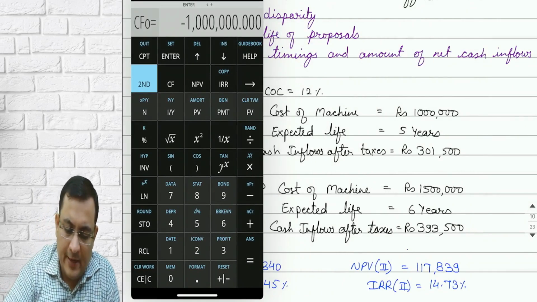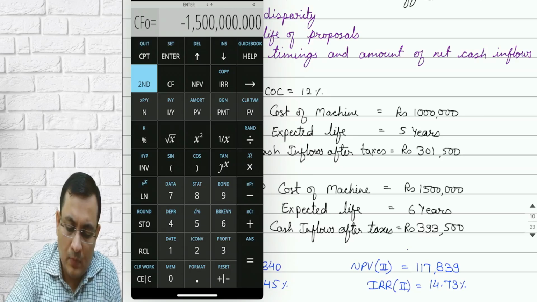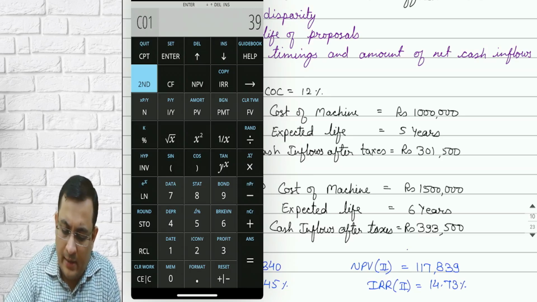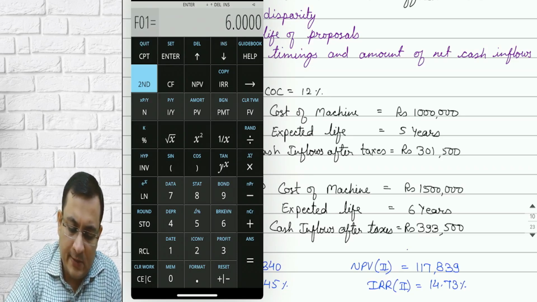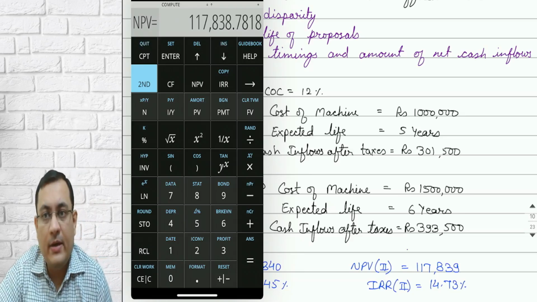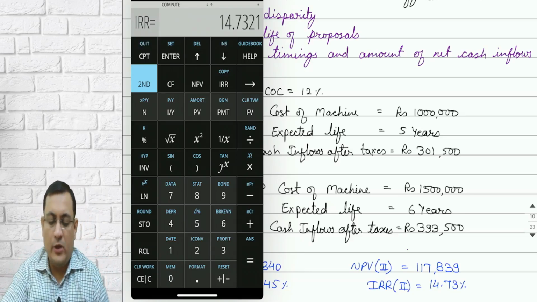Machine 2 CF: 1,500,000, 393,500, 6 years. NPV is 117,839 and IRR is 14.73.